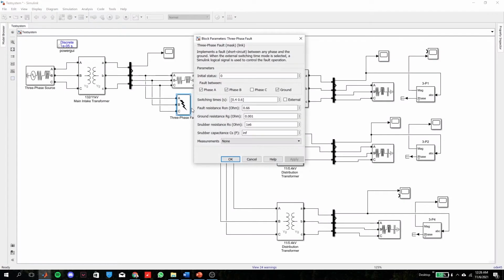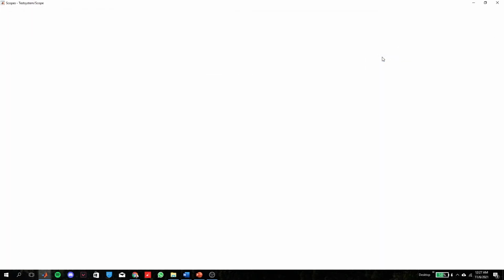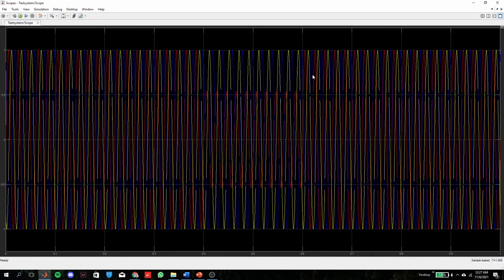For the third case, which is single line to ground fault, phase A has been chosen to have the fault. As can be seen from the voltage waveform at the load side, there's a voltage sag at phase A due to the single line to ground fault, and none at phase B and phase C.